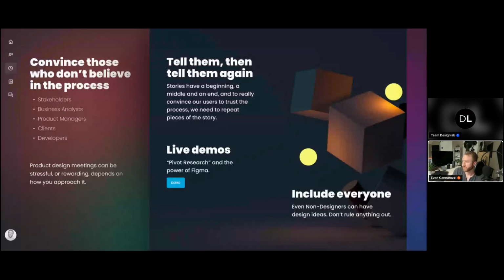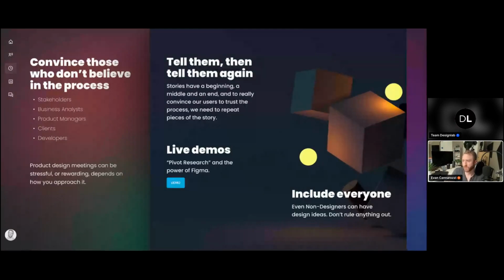So how we deal with that is by repeating parts of the story, right? You have to remember that we as the designers are living in this work day in and day out. We breathe the work. Our clients or our stakeholders may not see it that way. It might be 15% of their time where they're thinking about a prototype that you might be sharing that you've spent a month on, right? So tell them, and then tell them again. Stories have a beginning, a middle, and an end. And to really convince our users to trust the process, we need to repeat pieces of the story.